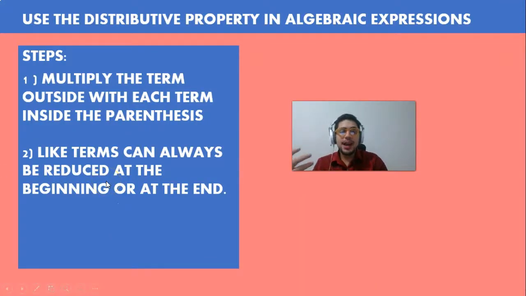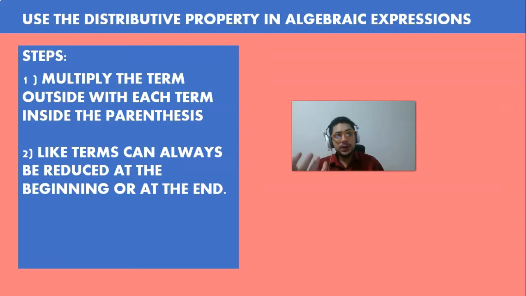So guys, I have written down some steps that are going to be very useful whenever you are using the distributive property. The first one is that you're going to multiply the term outside by every single term inside the parenthesis. And then after that, you have to remember that like terms can always be reduced at the beginning or at the end. So if you have A and A, that is going to be 2A.